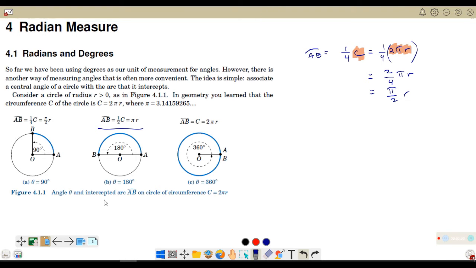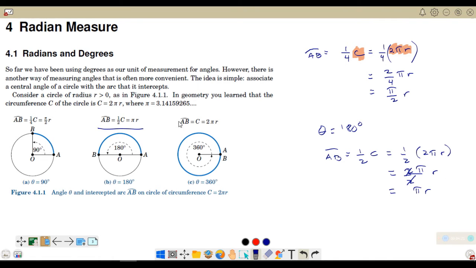Ganun din pagdating dito sa 180 degrees. Kung meron kang semicircle na 180 degrees, ang length ng arc niya ay kalahati ng iyong circumference. So, we have here, dito sa figure natin na pangalawa, 180 degrees. We have the measurement of the arc AB is equal to 1/2 of your circumference. And your circumference is 2 pi r. So, we have 1/2. Ano na to? 1 times 2 is 2. And then pi r. 2 divided by 2 is 1. So, magkakaroon ka na lang ng pi r. So, pi times the radius r.